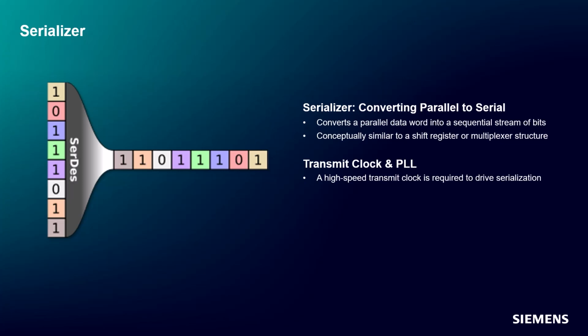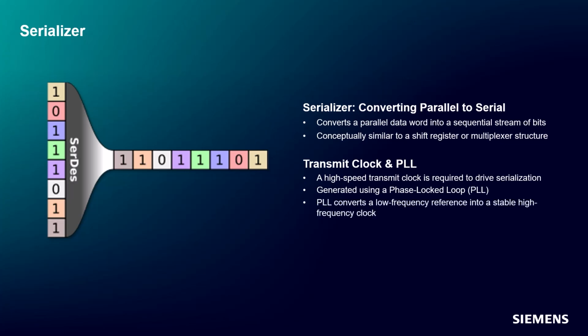Modern SerDes transmitters typically use a phase-locked loop, or PLL, to generate this high-speed clock from a lower frequency reference. The PLL ensures that the transmitted bits are launched with precise timing, which is critical for the receiver to recover the data later. Once the data has been serialized, it still needs to be converted into an electrical signal that can travel through the channel. This is handled by the transmitter driver.